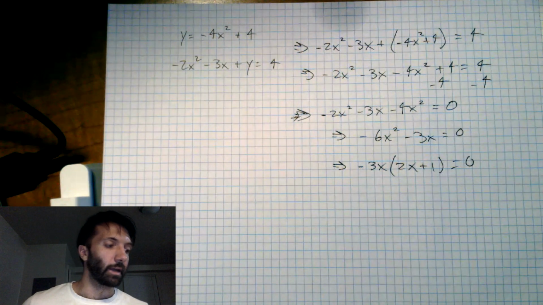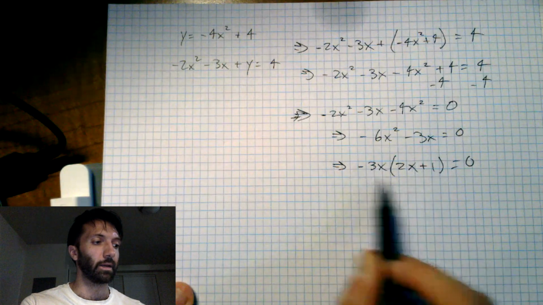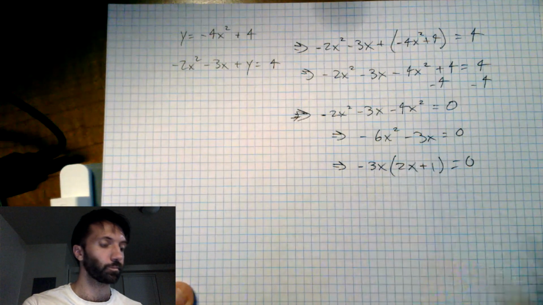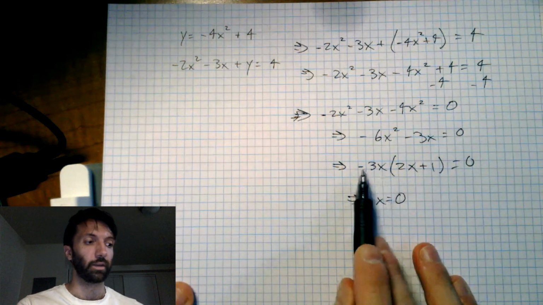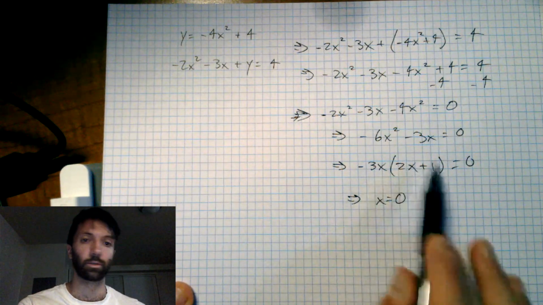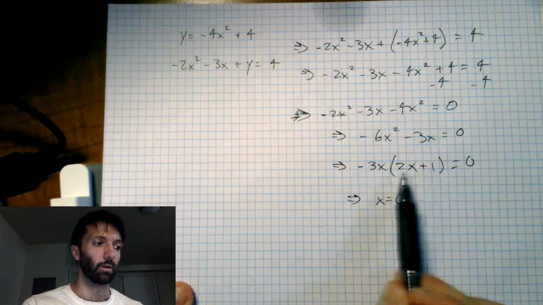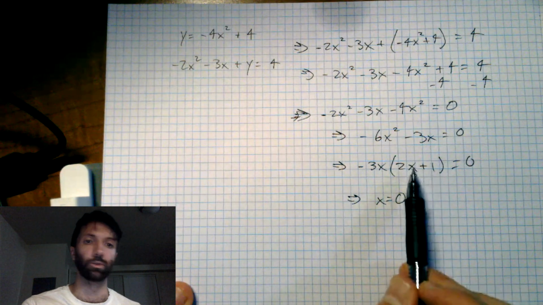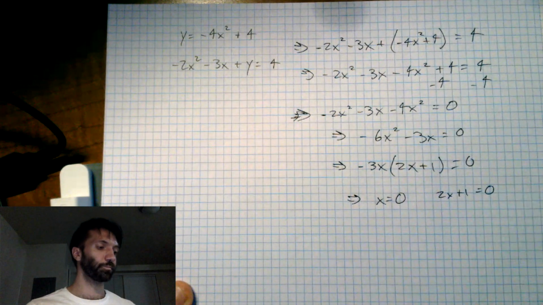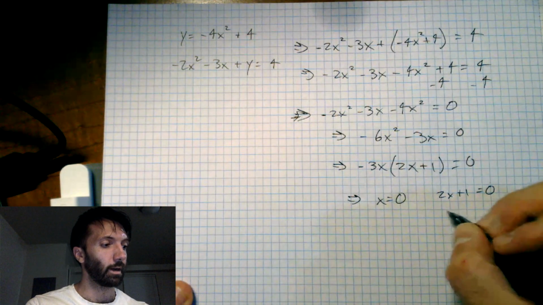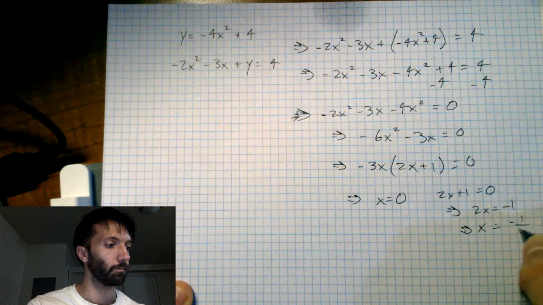And now, again, I can use my zero product property here. So in order to make this expression 0, x could just be 0, right? Because if this was 0, then negative 3 times 0 is 0, and 0 times anything is going to equal 0. But this here could also equal 0. If this factor 2x plus 1 equaled 0, then the whole thing would equal 0. So if I had 2x plus 1 equaling 0, and I solved that for x, I would see that x could also equal negative 1/2.